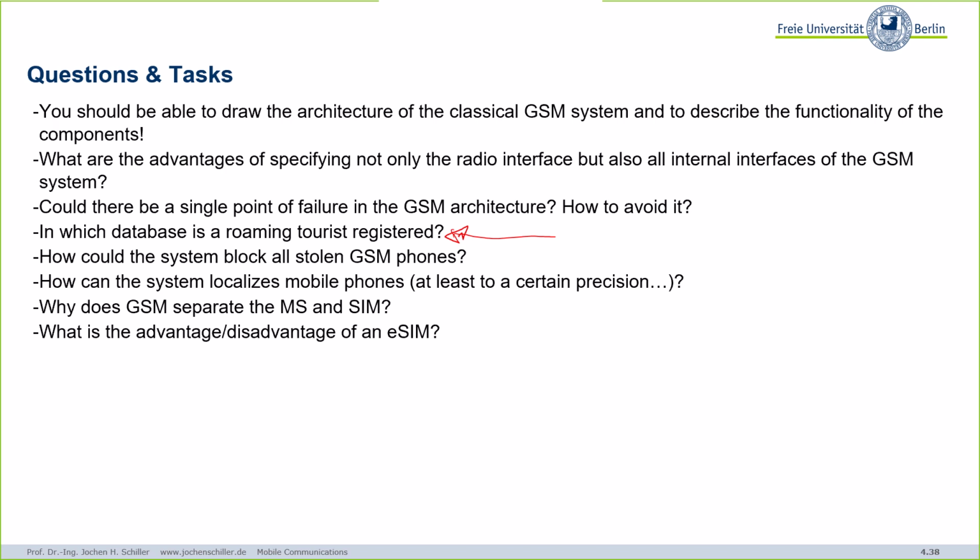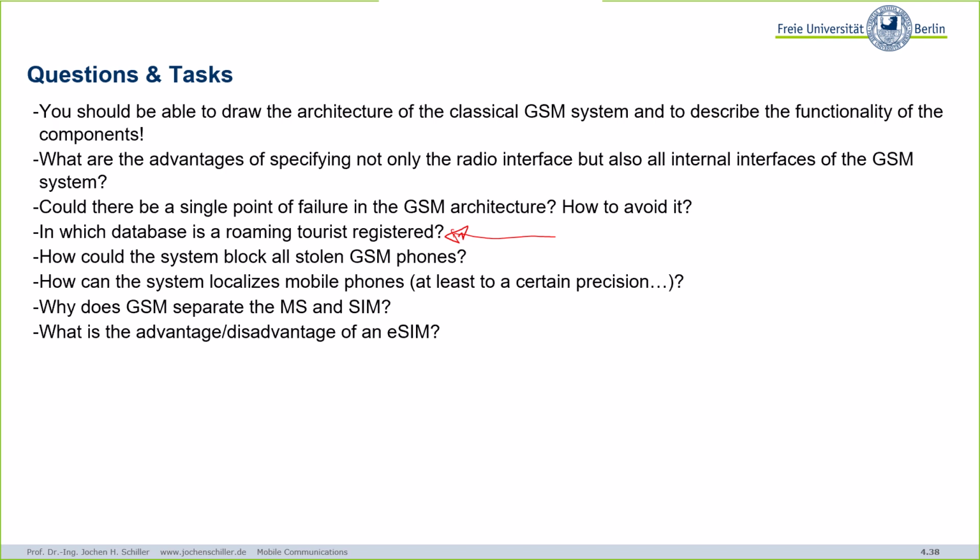So it is indeed registered first in the VLR because, hey, I'm new here. Then the VLR notices, oh, there's someone new. But then also in the HLR, because the HLR has to know roughly where you are. So the HLR knows the region, the location area where you are. The HLR, absolutely right, stores the current VLR. And it doesn't matter if it's your own network or a foreign network.